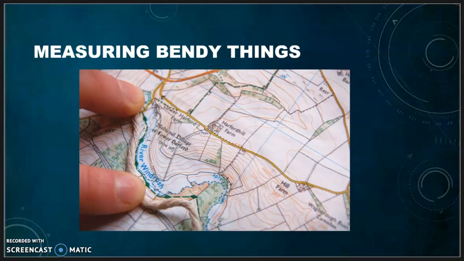Sometimes we want to measure distance on bendy or winding things, such as rivers or maybe a winding mountain road. A good way to do this using a scale bar is to take a string or something else that's flexible and line it out on whatever you're trying to measure. Then from that starting point to the end point, you could stretch out your string straight and use the scale bar to find out the distance between the 2 points that way.